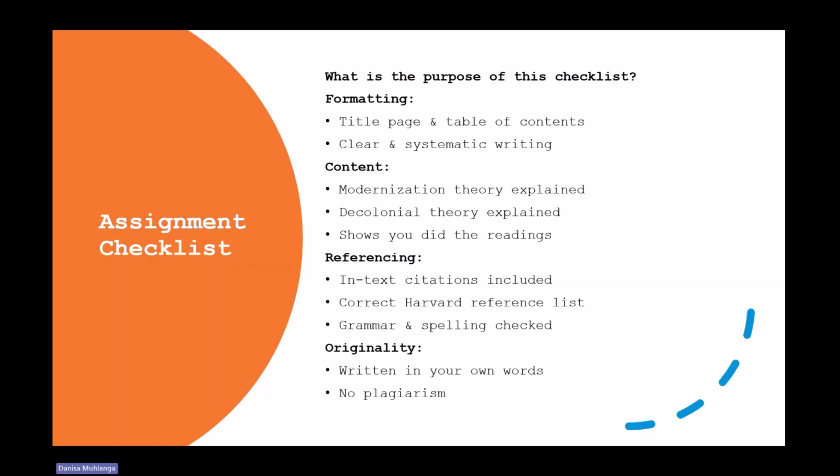Because our topic was modernization and the colonial theory, we're going to check, have we explained modernization theory well? Did we even cite the scholars? Yes. Did we explain the colonial theory? Yes, we did. We even included in-text citations for each and every argument we made. We have cited. You understand? We have cited our arguments. Have you shown that you have read and understood the required material? Yes. How do you show that you have read?